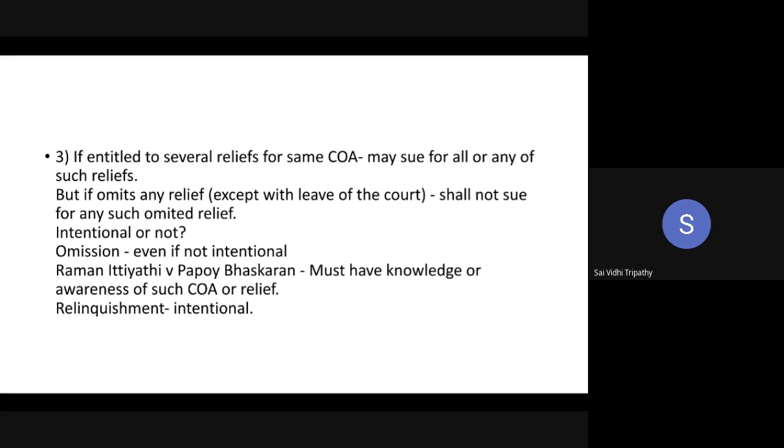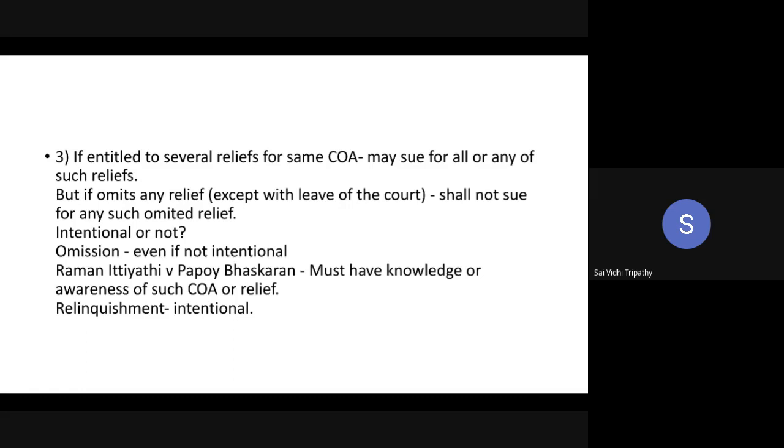The extension of it is, if there are several reliefs available in one cause of action and you take one of such reliefs and leave the others, then whatever relief you are omitting, you can't sue for any such omitted relief if you have done so without the leave of the court. The question comes whether the act of omission or relinquishment is intentional or not. Many people will plead that the omission was not intentional. But it does not matter whether the omission was intentional. Omission means, I forgot, I did not make the claim, I left it out. So that is fine.